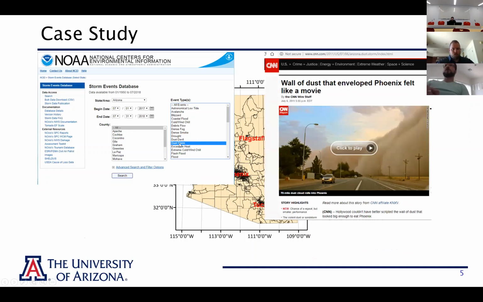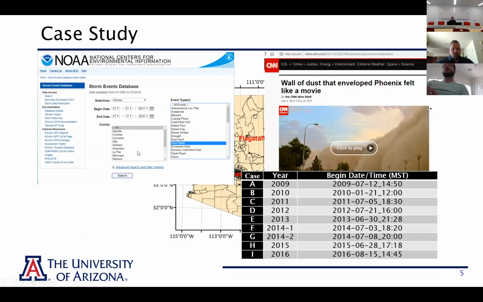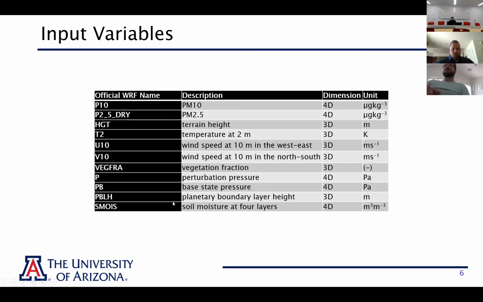We also used media, because some of the dust storms get a lot of media attention. We were able to select 9 dust storms, one for each year, 2009 to 2016. And we chose 2 for 2014 because there were 2 very huge dust storms in 2014. The variables that we chose for our study came from past literature review.